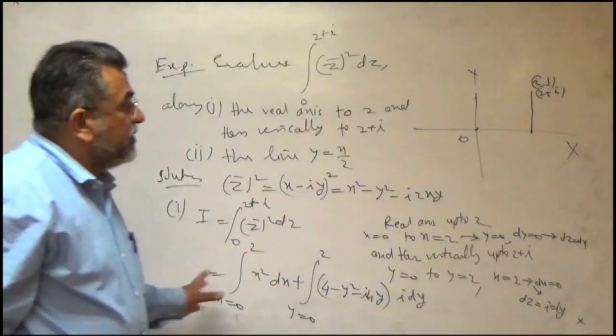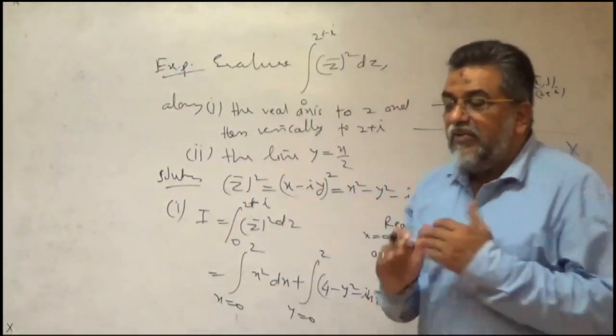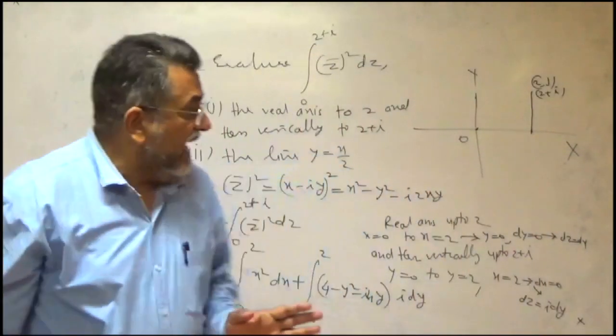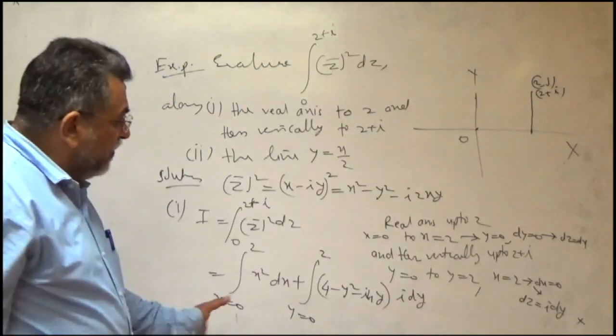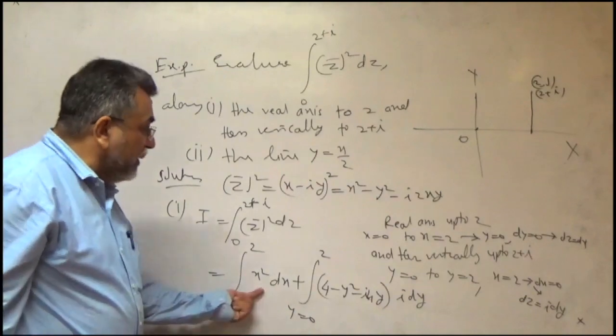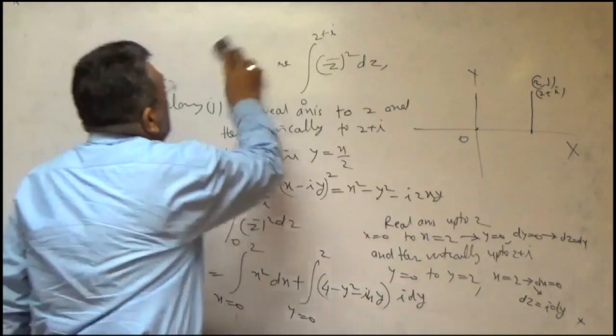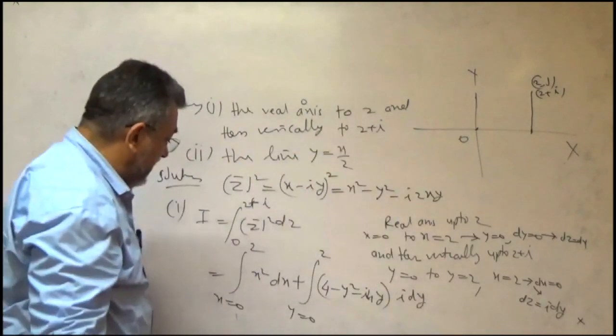Now on this path, if we convert them into the Cartesian form, we see that this complex integral simply transforms into a definite integral, first with respect to x, second with respect to y. Now solve these two and calculate this further.